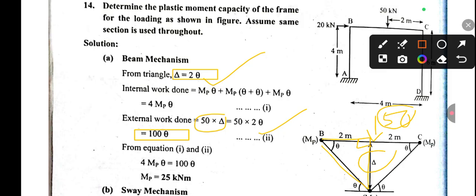So for the internal work done, the value of MP is the same for this whole entire section. Whenever there is a different value, suppose this is 3 MP and this is MP, in this case we have to take the lesser value. But in this question we have the same value MP, so for this point B it is MP, this is MP and this is also MP.